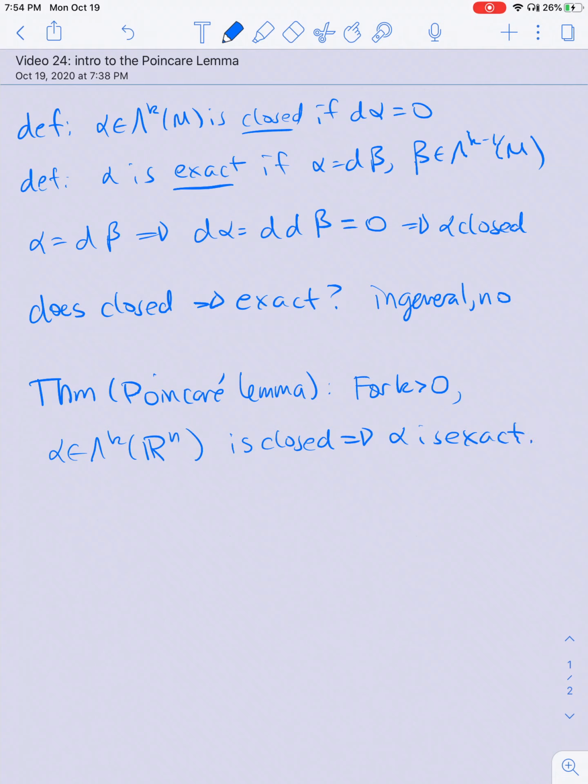One major use that we're going to make of this is we're going to learn a theorem called Stokes' theorem, which is a generalization of the multivariable calculus Stokes' theorem. And in that theorem, integrals of exact differential forms can be simplified tremendously. Because it's easier to check whether something is closed than to check whether it's exact, the Poincare lemma will be very helpful when we're trying to apply Stokes' theorem. Okay, so let's outline the proof.